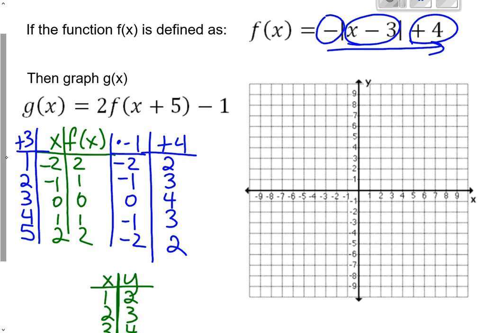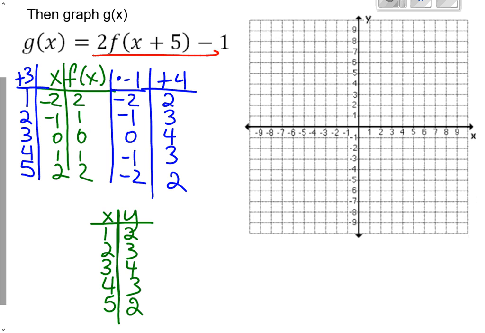So let's start with the 2 out front. Remember, we read it this way. So we're going to multiply all of these by 2. That's a vertical stretch by a factor of 2. So 4, 6, 8, 6, and 4.